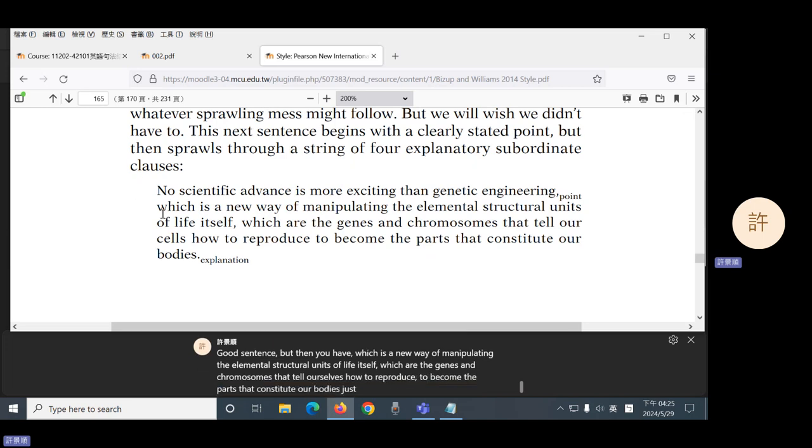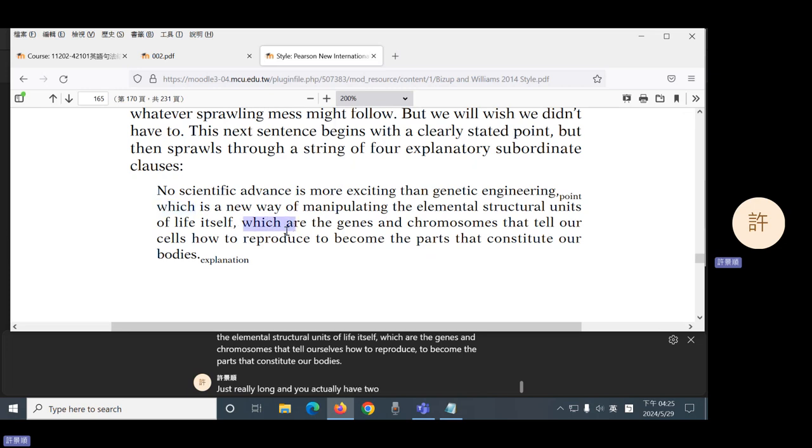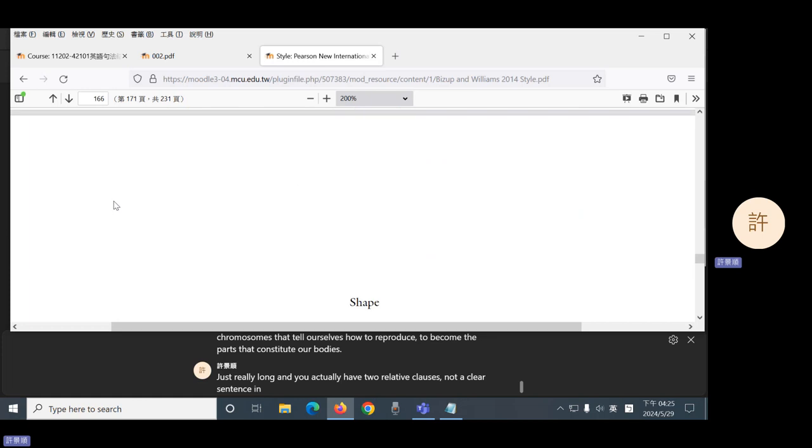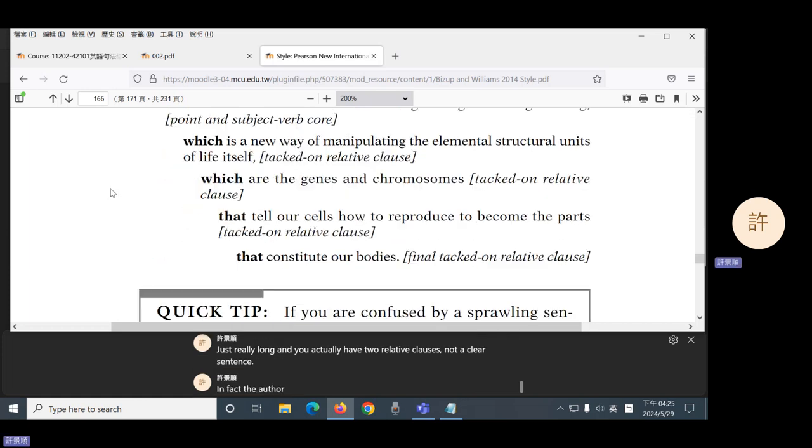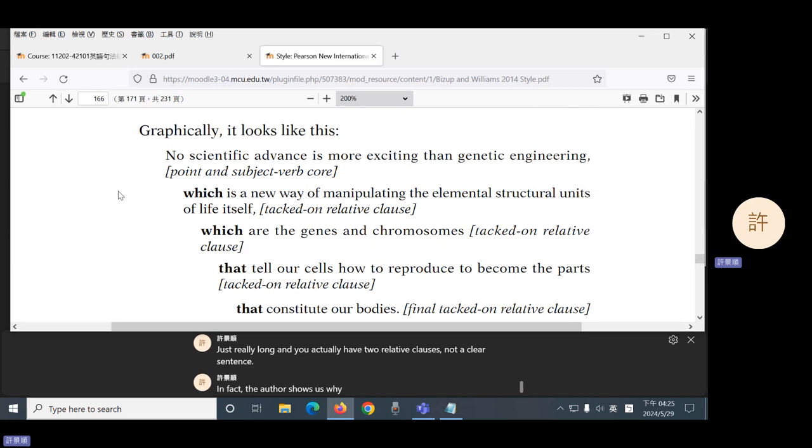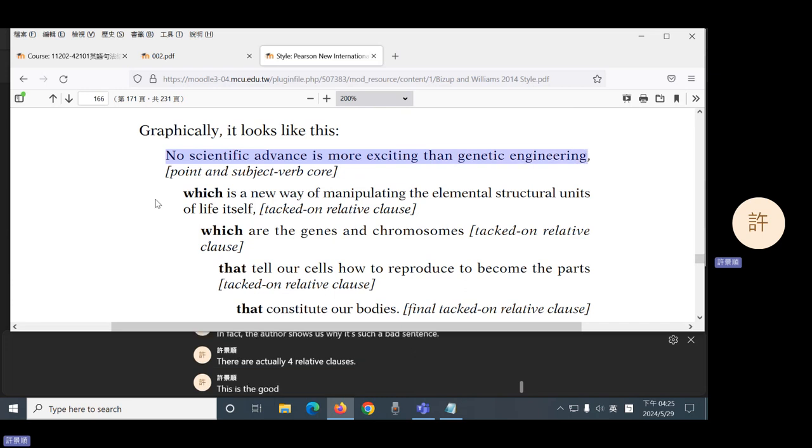Just really long, and you actually have two relative clauses. Not a clear sentence. In fact, the author shows us why it's such a bad sentence. There are actually four relative clauses. This is the good beginning.